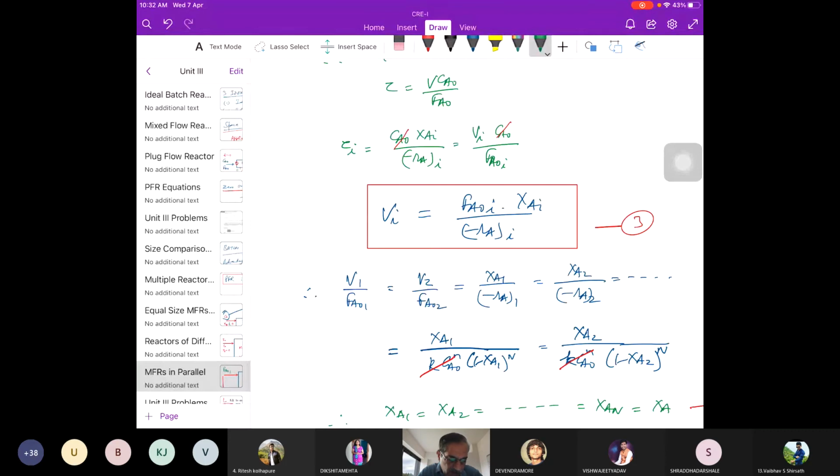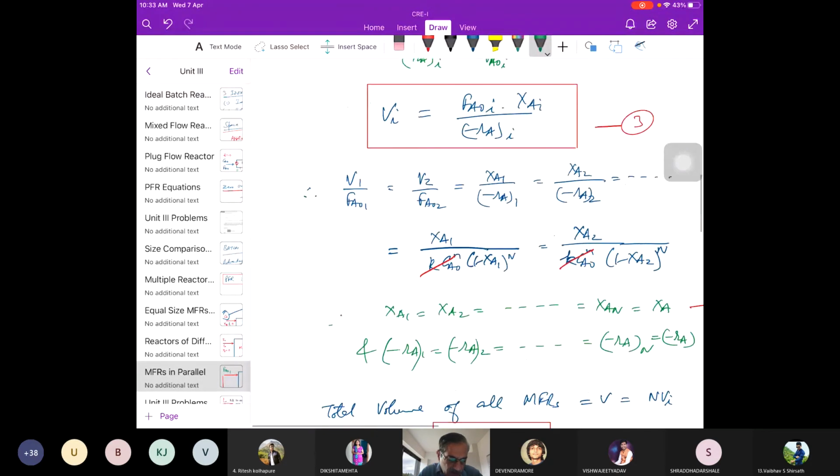And that is nothing but XA for the first reactor upon minus RA for the first reactor, XA2 for the second reactor upon minus RA2 for the second reactor. Like that you get everything equal because you have equal size reactors, equal flow rates to each reactor. So we can write this as XA1 upon RA for any order, K C naught raised to power n times 1 minus XA1 raised to power of n. Similarly XA2 upon K C naught raised to power n times 1 minus XA2 raised to power of n.